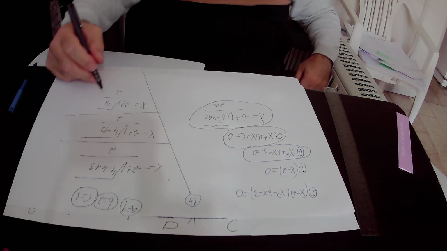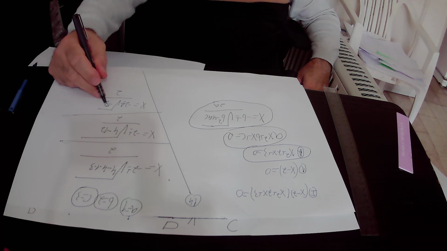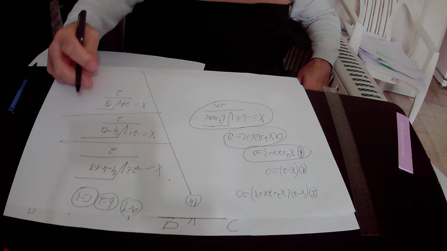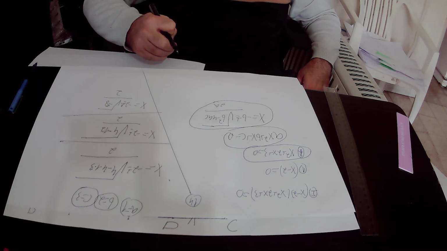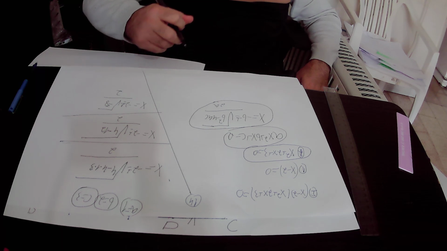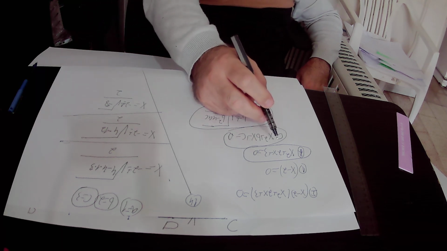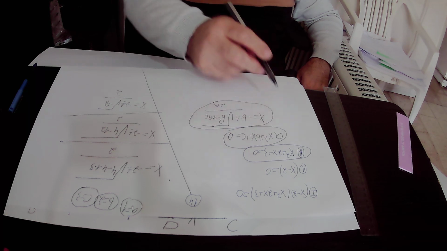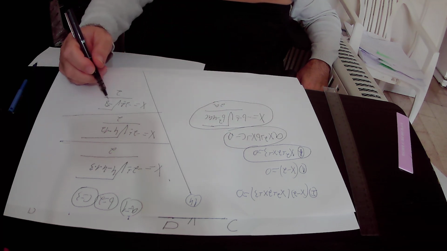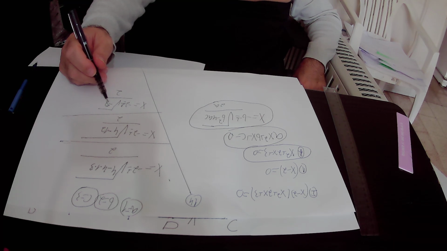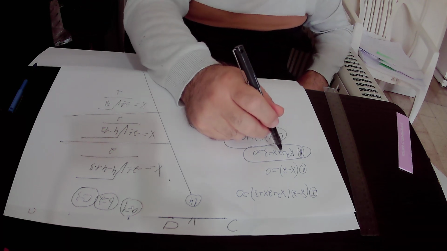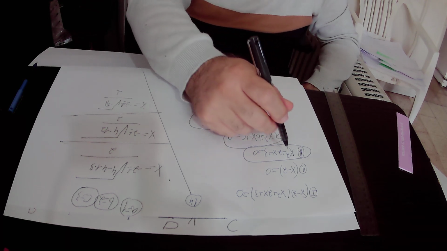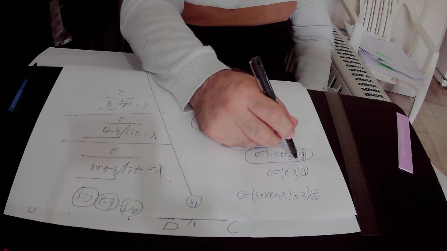But here minus 8 is a negative number, and because a negative number doesn't have a square root, it means that this quadratic equation x squared plus 2x plus 3 doesn't have a solution. Therefore, the quadratic equation x squared plus 2x plus 3 equals 0 doesn't have a solution, so this possibility is cancelled.